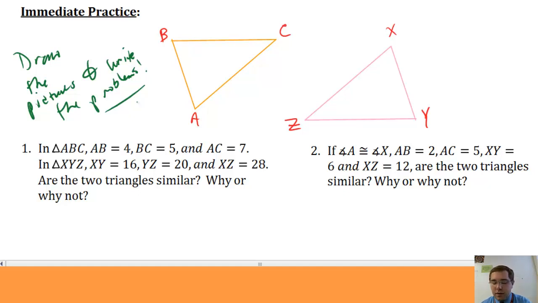And number 2, if angle A is congruent to angle X, and AB equals 2, AC equals 5, and XY equals 6, and XZ equals 12. Are the two triangles similar? Why or why not? And that is the end of section 7.5.